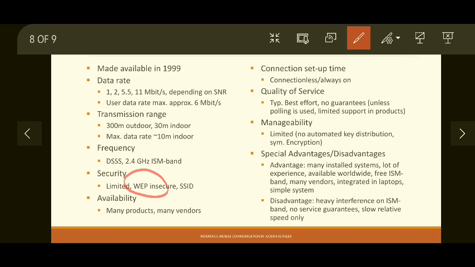Okay, so the availability, this standard complies with most of the vendors. So many products and many vendors were happy with this standardization, and many users were able to comply with all or most of the vendors available in the market. The connection setup time, that is access point initialization and all those things, was completely removed. It was connectionless. The access points were always on, so users can attach anytime and get disassociated at any time.